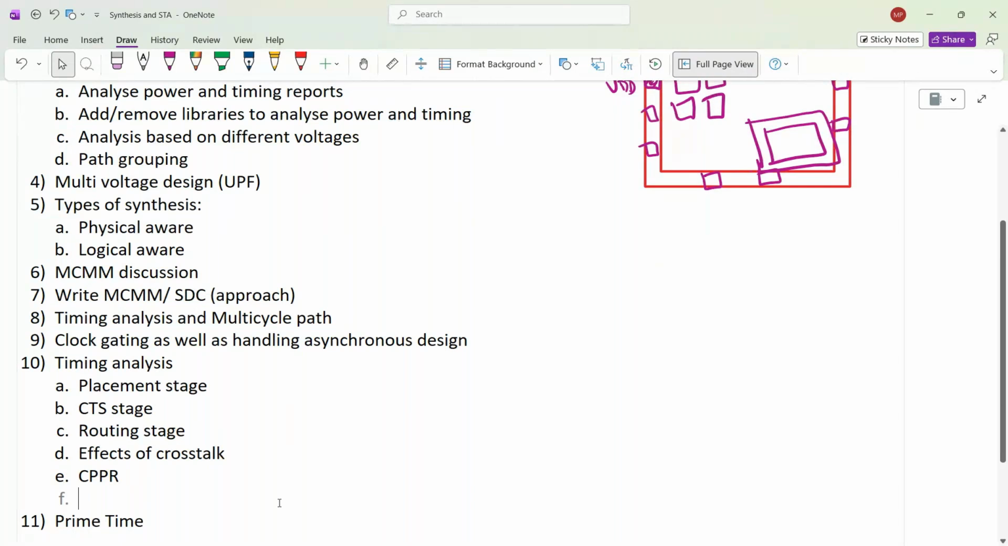We are also going to discuss in PrimeTime how to do crosstalk analysis and fixing. Whatever crosstalk analysis, effects of crosstalk, analysis and fixing, whatever fixing is feasible using PrimeTime, that we are going to see. So these are certain points that I missed, and we are also going to discuss this in detail.